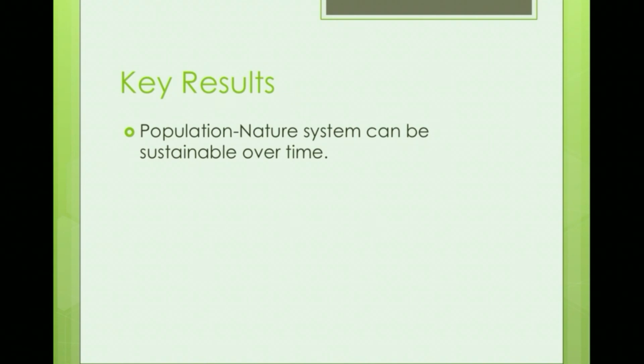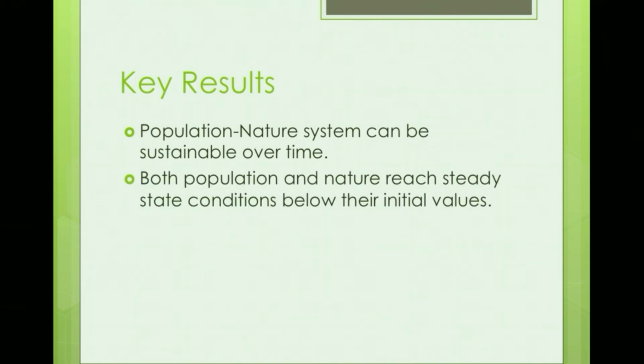So here are some of the key results of this lecture. The first one is that the population-nature system can be sustainable over time. Even though there are trade-offs and interactions between the two, the system as a whole can reach a sustainable limit. The second result is that both population and nature stocks do reach steady state conditions below their initial values, which means that their initial values would overshoot. So at that level, the system would not be sustainable.